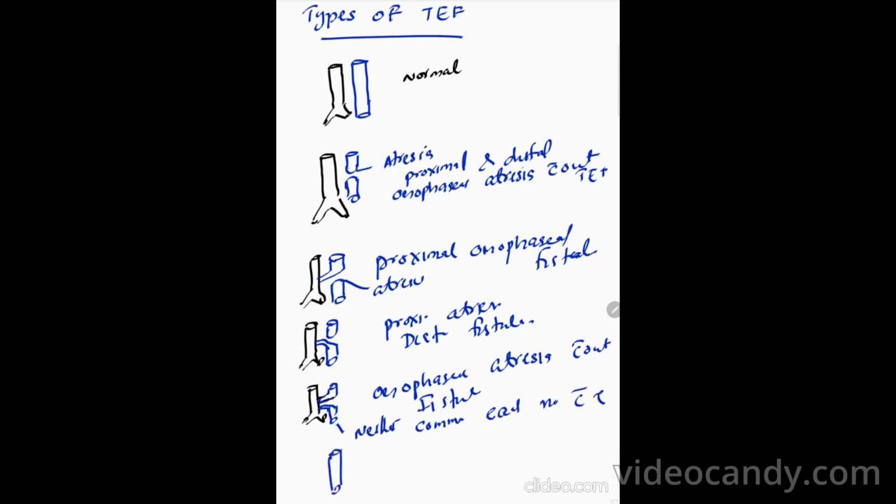The next condition is the last one. We have the esophagus here, then we have the trachea here. Here what happens is complete communication. This is tracheoesophageal fistula without atresia. So that is all about the tracheoesophageal fistula.